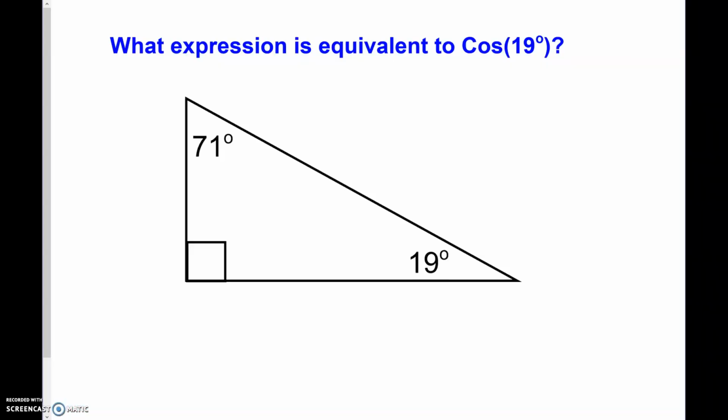All right, so what expression is equal to the cosine of 19? So the cosine of 19 would be the sine opposite. No, sorry, that's not right. Cosine is adjacent. So we're going to use adjacent over the hypotenuse. Adjacent over hypotenuse.